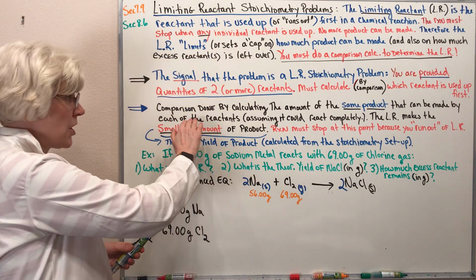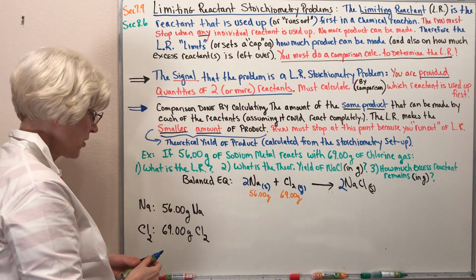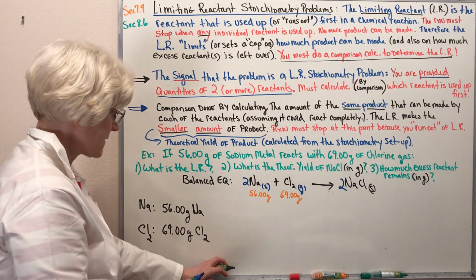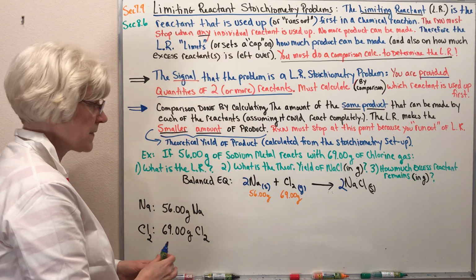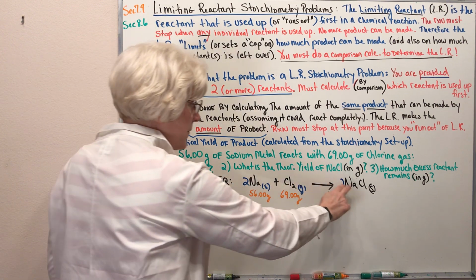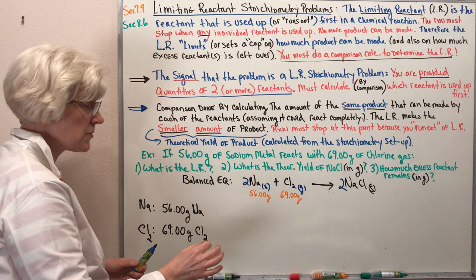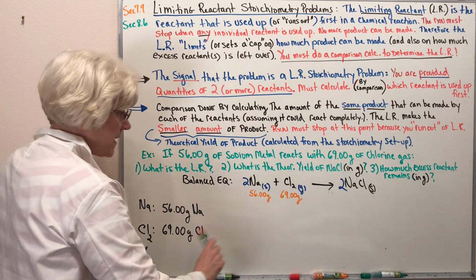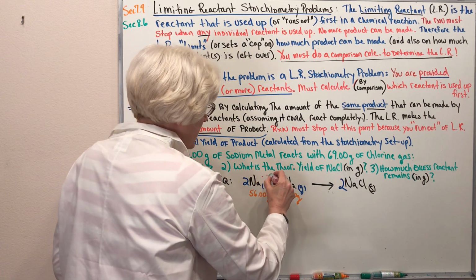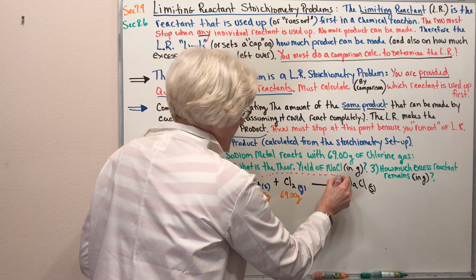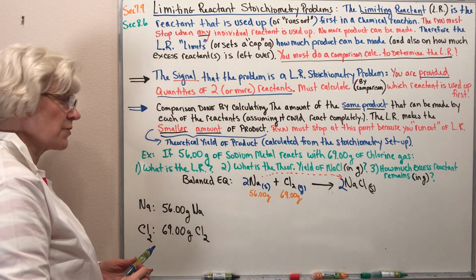Now I have to show a comparison to determine the limiting reactant. So what am I going to do? I'm going to calculate how much of the product sodium chloride can be made from each one. And again, you're always comparing the amount of the same product.